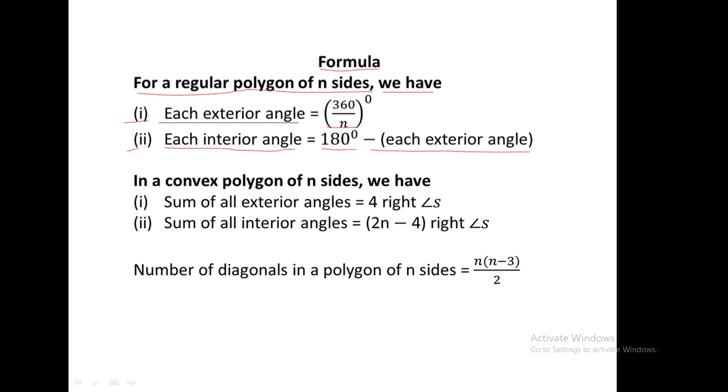Now the next one is, in a convex polygon of n sides we have: first one, sum of all exterior angles equals 4 into right angles. Second one, sum of all interior angles equals (2n minus 4) into right angles. Now the next and very important formula is this one, number of diagonals in a polygon of n sides equals n(n minus 3) upon 2.